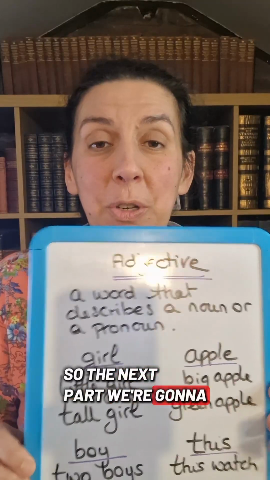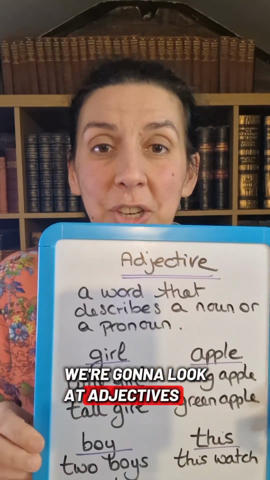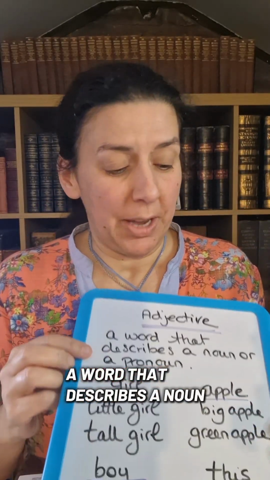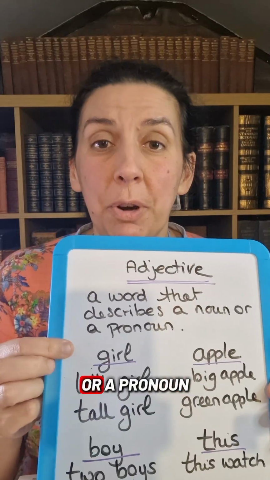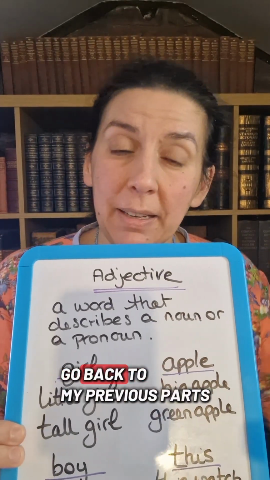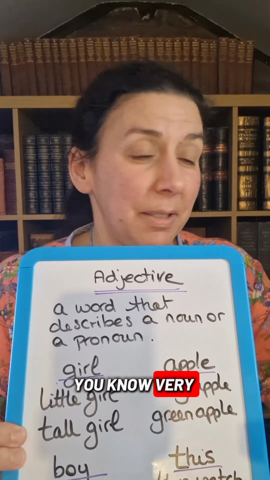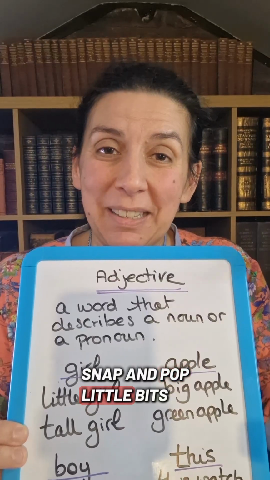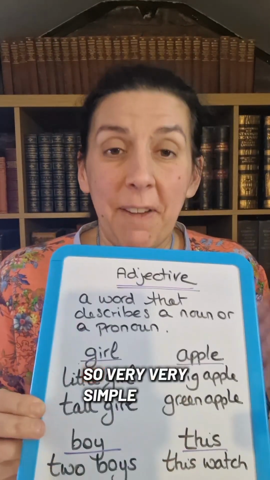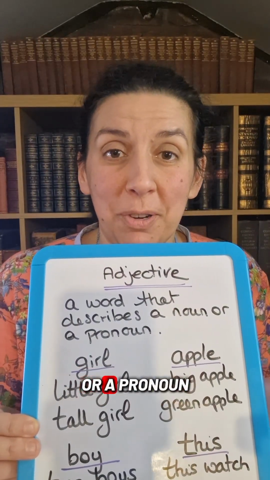So the next part we're going to do now, we've looked at nouns, we've looked at pronouns, and now we're going to look at adjectives. Now, an adjective is simply this, a word that describes a noun or a pronoun. And if you don't know what a noun and a pronoun is, you need to go back to my previous parts because I'm doing little sections, very snap and pop, little bits, little nuggets that you can follow in sequence. So very, very simple, a word that describes a noun or a pronoun.